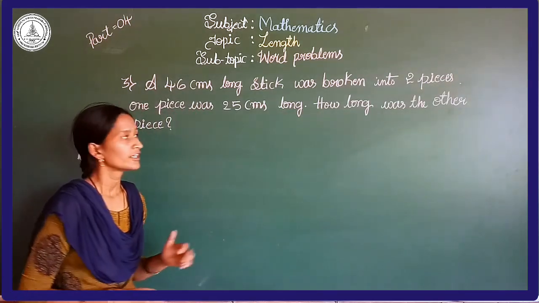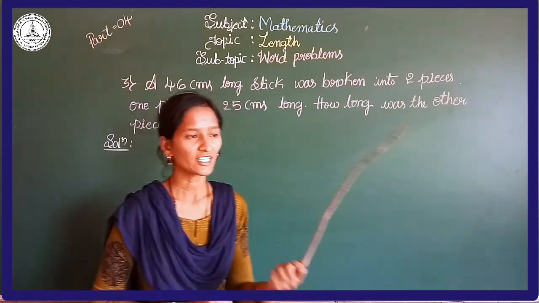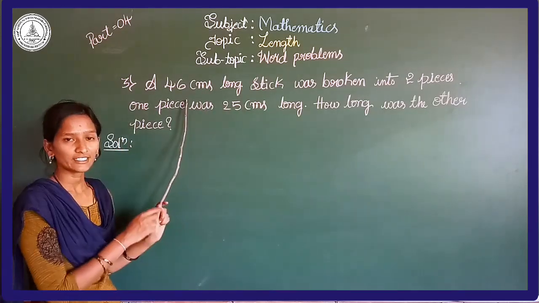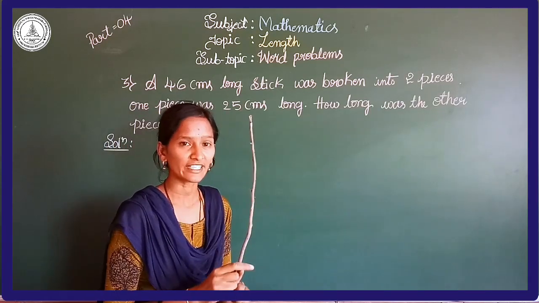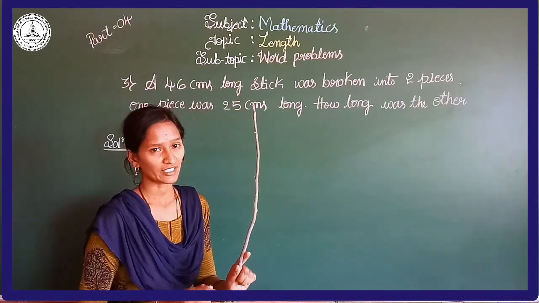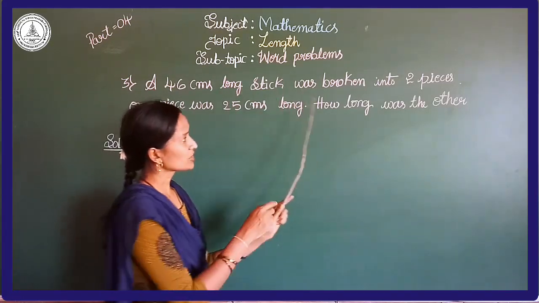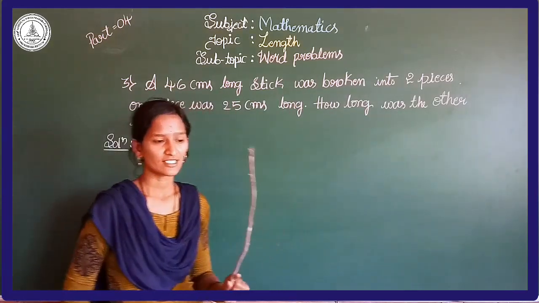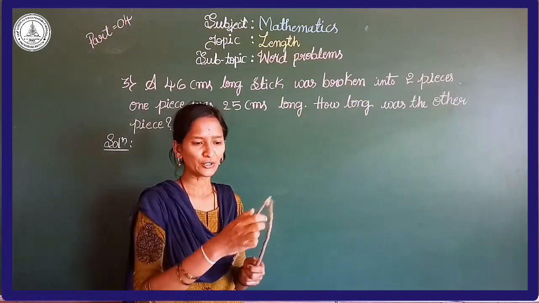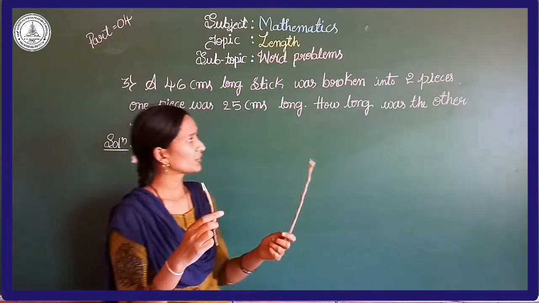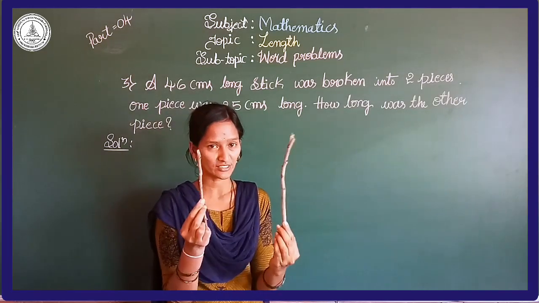So students, here is a problem. It is about a stick. Look here, just imagine. This is a stick, right? Its length is 46 centimeters. The total length of this stick is 46 centimeters, right? See what happened. Look here. It was broken into two pieces. Now I am cutting this stick into two pieces, right? See, here are two pieces, right?